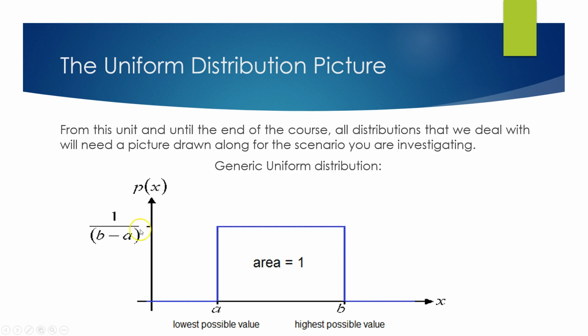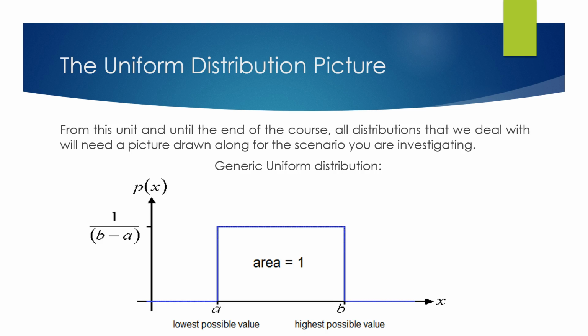The height of this is 1 divided by B minus A. When we look at a specific example of this, it'll make a little bit more sense. But this distance, let's say this is 2 and 10. This distance would be 8. So in order for this area to end up being 1, this would have to have a height of 1 over 8. Length times width, the same way that we've always found the area of a rectangle, is the same thing that we're going to be using here.